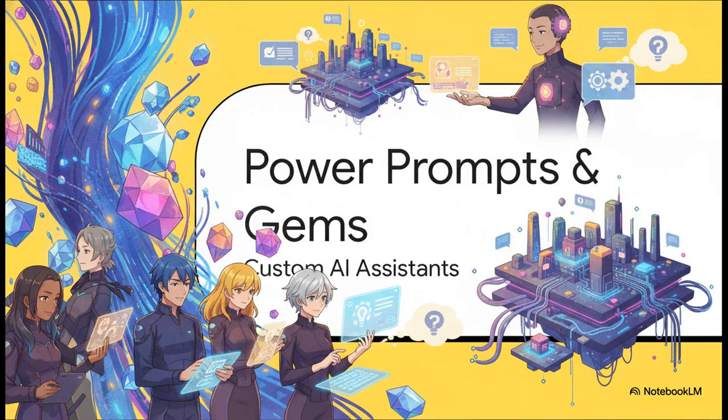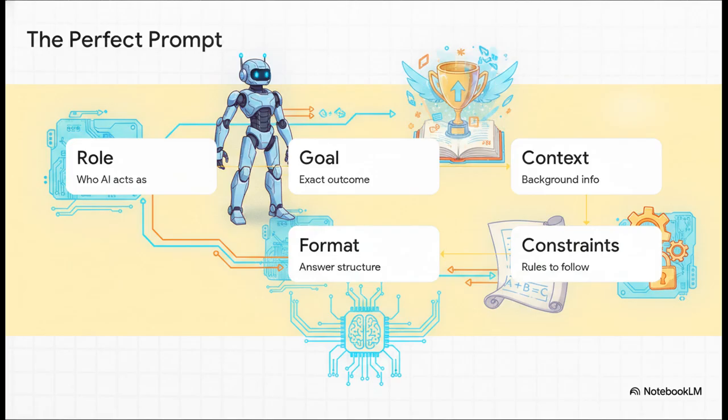Section 2. Power prompts and custom gems. So instead of typing out super vague requests like, help me with my business, power users follow a 5-part anatomy for the perfect prompt. Step 1 is role. Who is the AI supposed to act as? Step 2 is goal. What's the exact outcome you want to achieve? Step 3, context. Give it the background info, the raw materials it needs. Step 4, constraints. What rules must it absolutely follow?